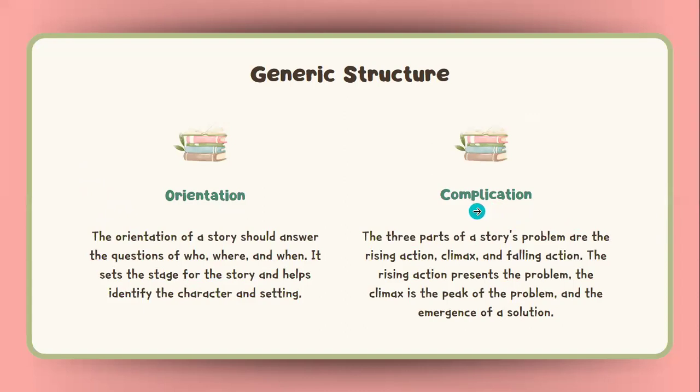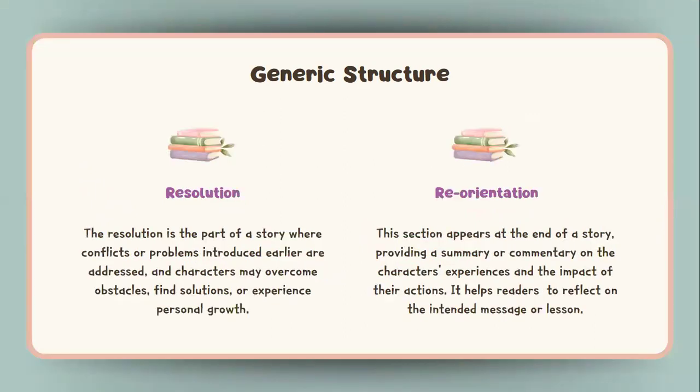The next is complication. The three parts of the story's problem are the rising action, climax, and falling action. The rising action presents the problem. The climax is the peak of the problem and the emergence of the solution. The next is resolution. The resolution is the part of a story where conflicts or problems introduced earlier are addressed, and characters may overcome obstacles, find solutions, or experience personal growth.